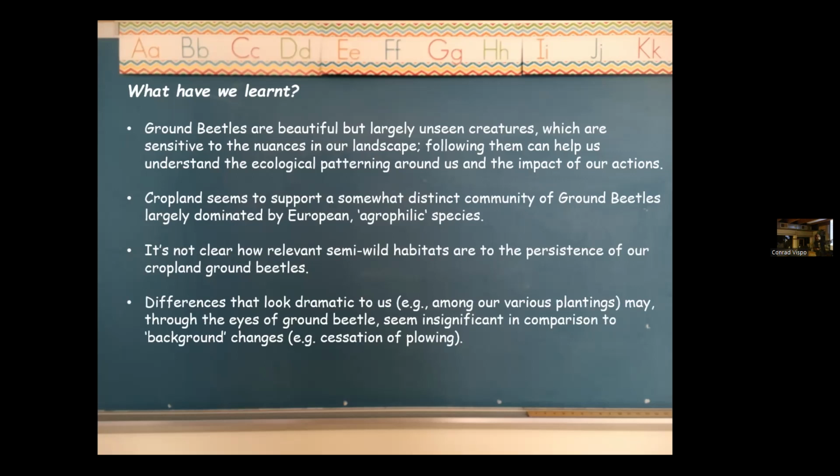through the eyes of the ground beetle may not be as significant as perhaps something like the cessation of plowing. So we tend to go with what we see and we think, oh, the vegetation has changed hugely. Well, maybe it's actually something that's happened to the soil that's more important. And then the last conclusion is one can make an awful lot of graphs of ground beetles.